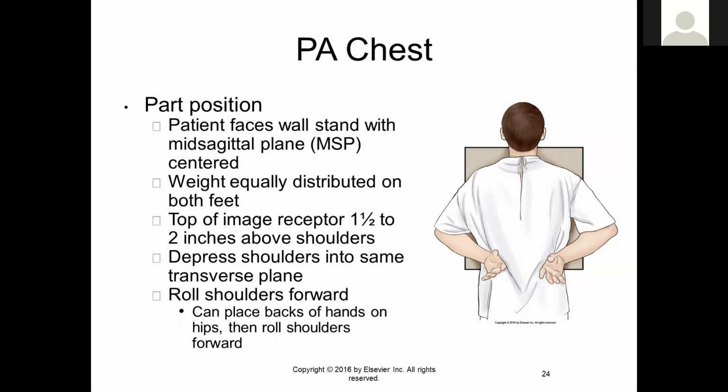You're going to roll the shoulders forward. What we're doing is sliding the scapulae to the edges of the lung field by rolling the shoulders forward. Usually, wall stands have handles around the back that you can have your patient hold on to, or, as demonstrated in this picture, patients can have the backs of their hands on their hips and then roll the shoulders forward.